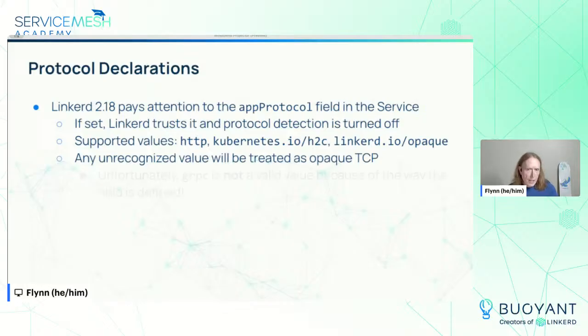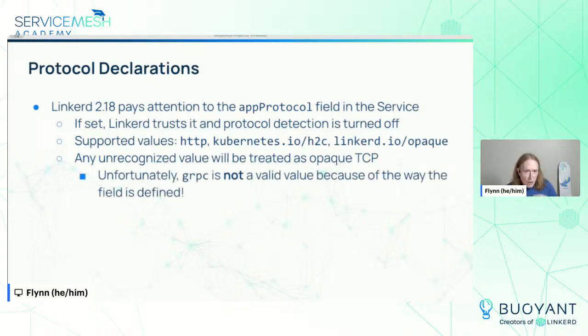The value gRPC is not a valid value and will be treated as opaque TCP. So be aware of that. If you're using gRPC and you want to use protocol declarations, use kubernetes.io/h2c.